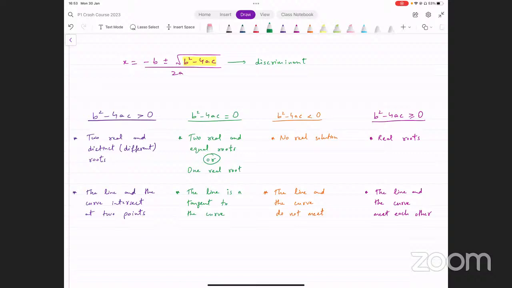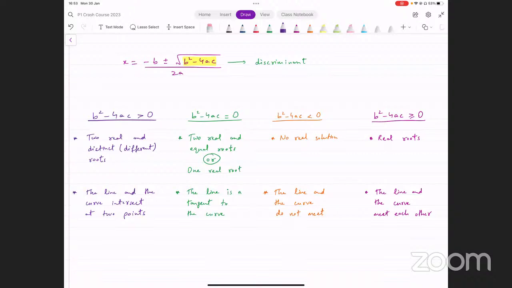When the discriminant b square minus 4ac is equal to 0, in that case, you say there are 2 real and equal roots, or in other words, you can also say there's only 1 real root, because essentially if the number is repeated, you can say it's just the same number, okay? Graphically, it would mean that the line is a tangent to the curve. Then there's a third case, b square minus 4ac less than 0. In this case, you have no real roots. And graphically, that means that the line and the curve, they do not intersect.